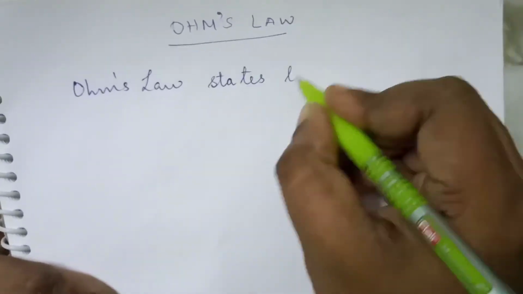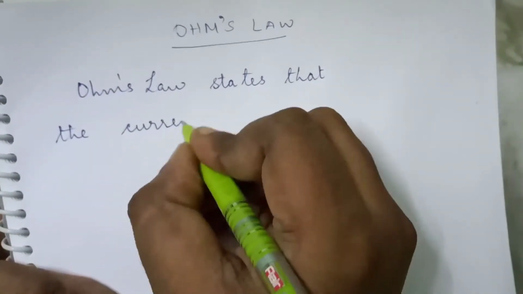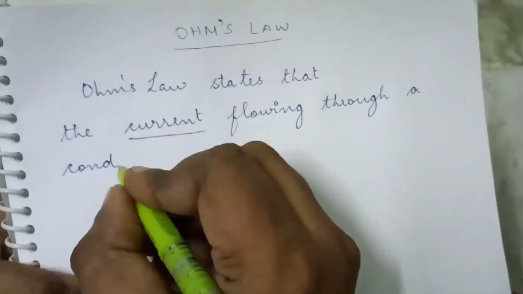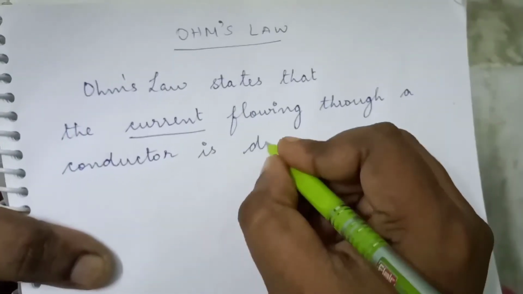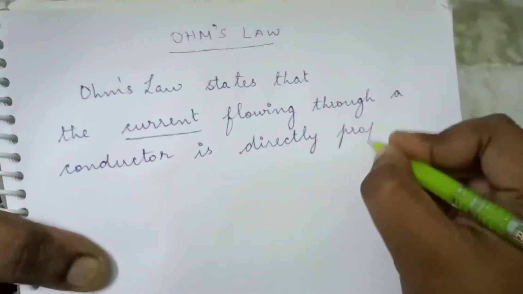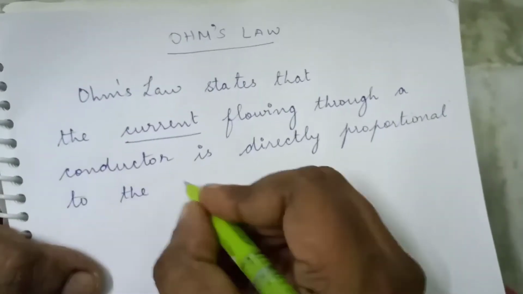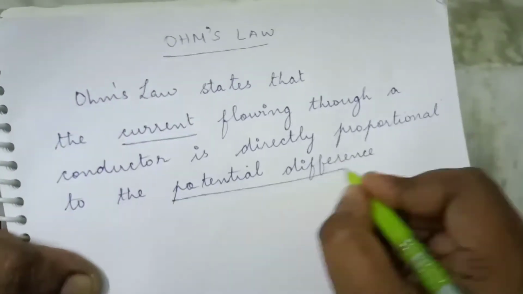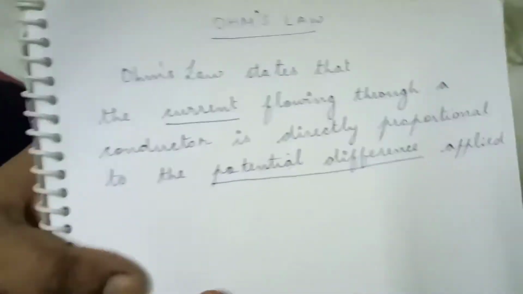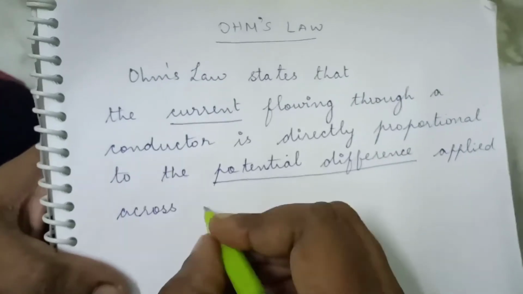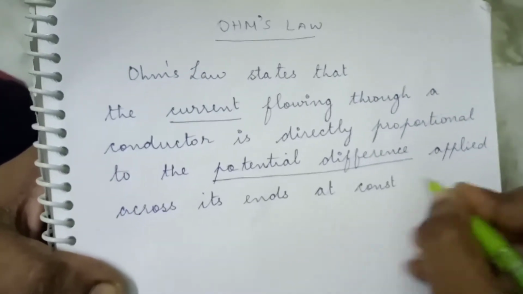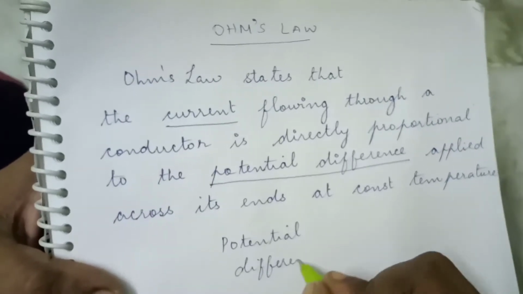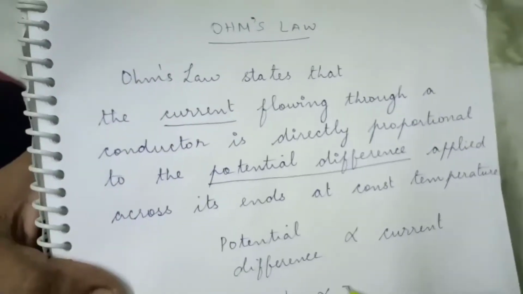Ohm's law states that the current that is flowing through a conductor is directly proportional to the potential difference applied across its ends, provided the temperature is constant. That is, at constant temperature, the value of the potential difference as well as the value of the current will always be directly proportional. Means when the potential difference value increases, then the current value also increases.